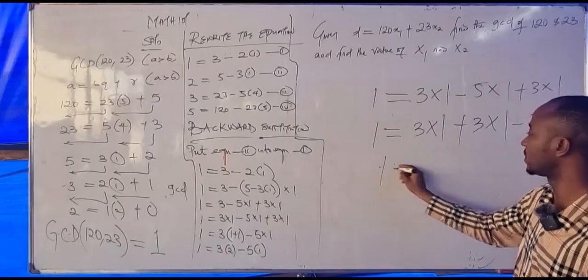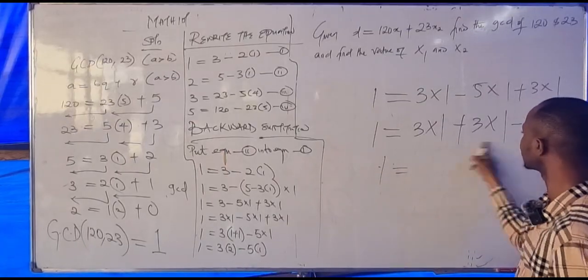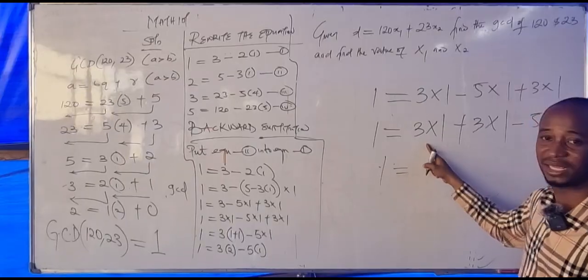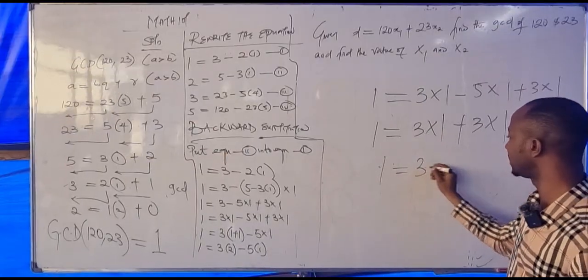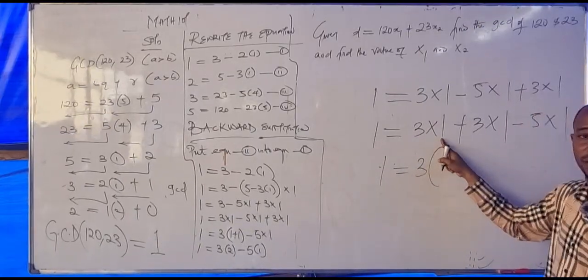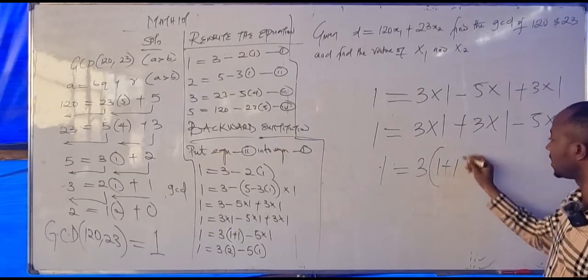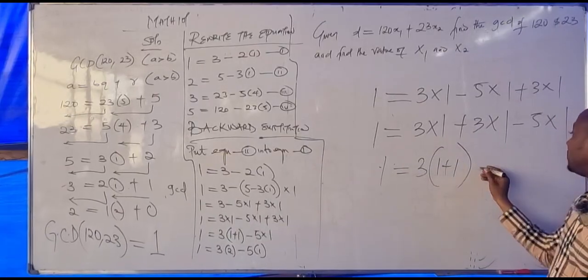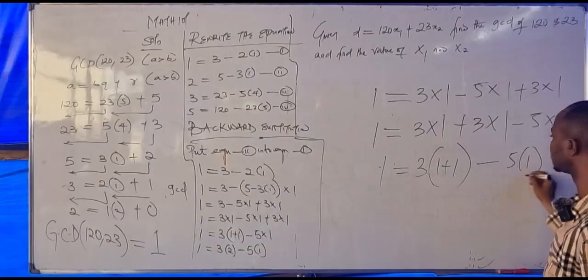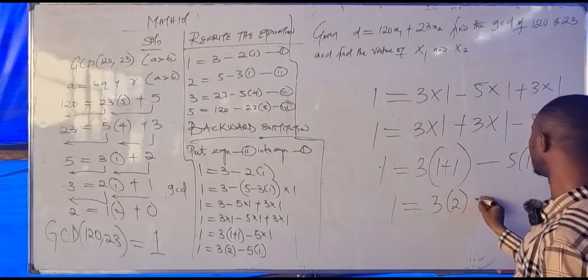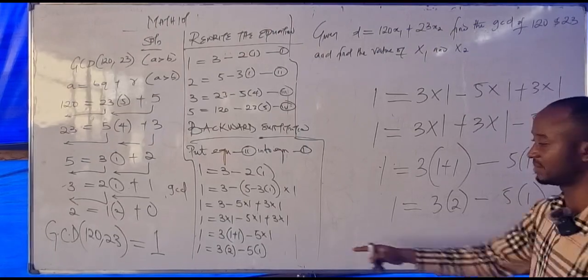Now we have 1 equals what? What is common here? Just bring that 3 out as a common factor. When you bring that 3 out, what is left here? 1. What sign is this? Plus. What is left here? 1. Minus 5 times 1. That will give us 1 equals 3 times 2 minus 5 times 1. Is that the same answer?